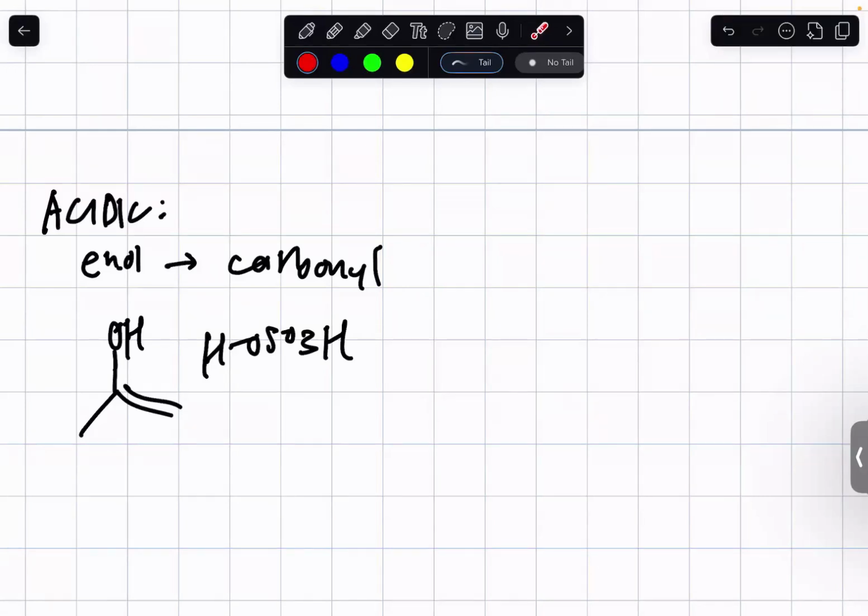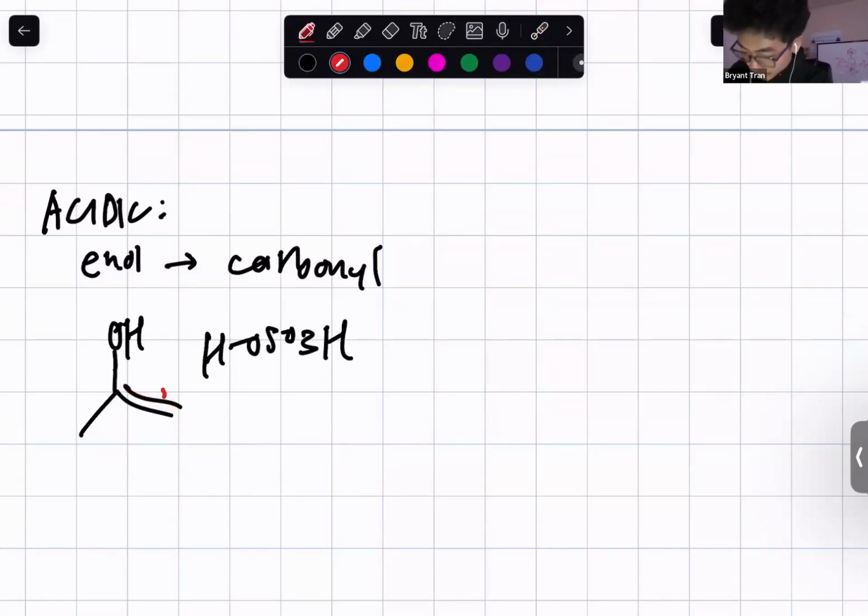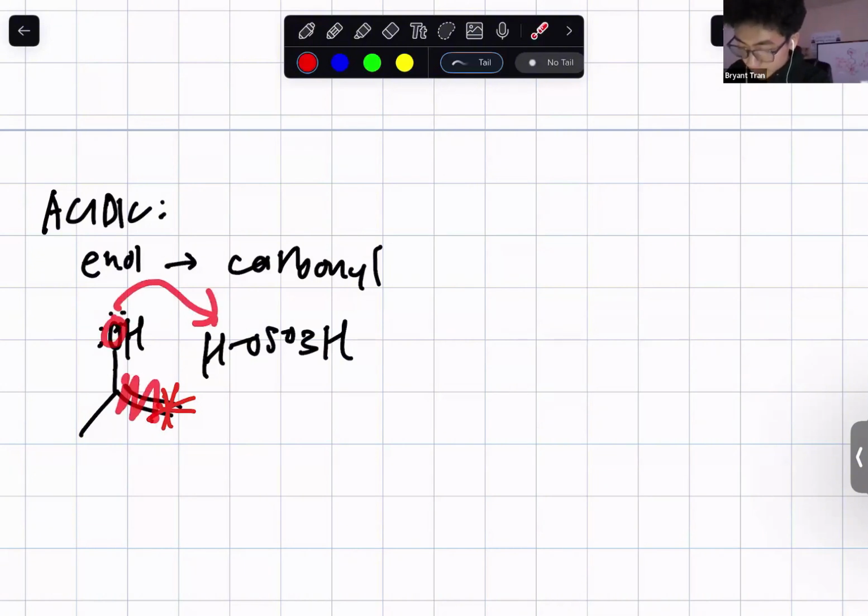The double bond here gets protonated, specifically the alpha carbon of the double bond. It's not going to be the OH here. That's a common mistake. Some people say it's going to be the oxygen of the OH. If the alkene was not there, then the OH would get protonated. But because this is an enol, this alpha carbon would get protonated.